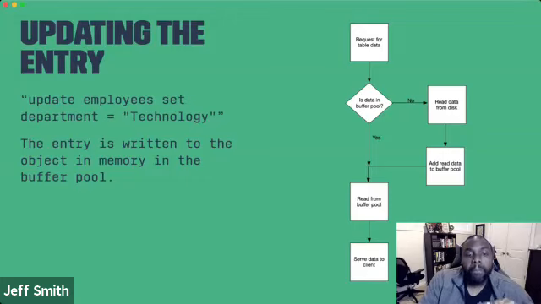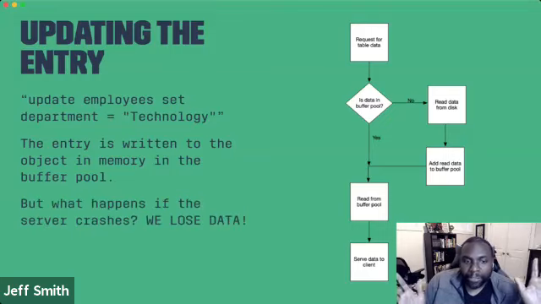So when we update a record in the buffer pool, the database engine marks that record as dirty, basically saying, hey, this page, this slice of memory has been changed compared to the version that's on disk, and we're going to have to write it to disk at some point. At some point is the key here.